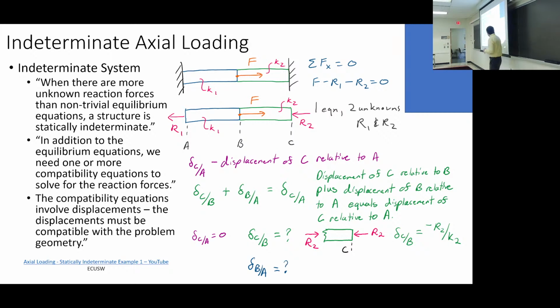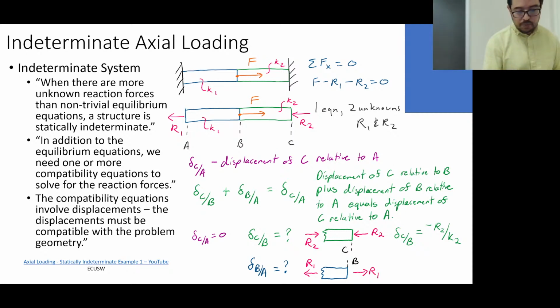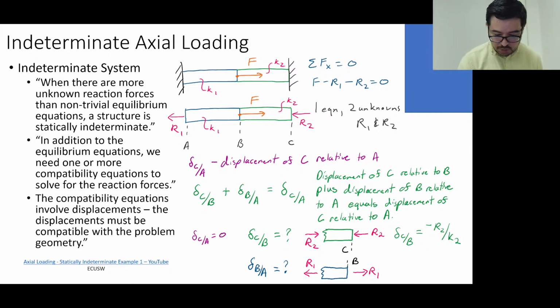And then delta B relative to A is going to be related to R1, correct? So I take a slice, and it's R1. Maybe I should have actually done the slice the other direction. That would have probably been better. This is a little bit wonky, actually. This really should be flipped around.